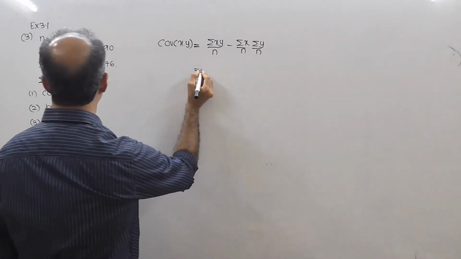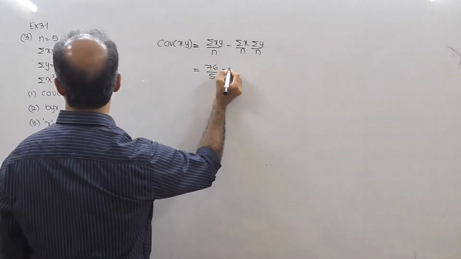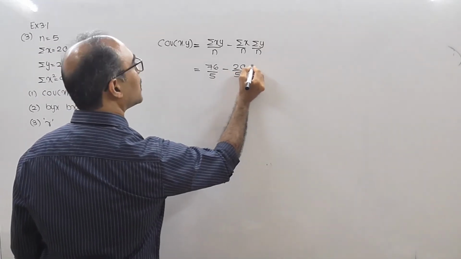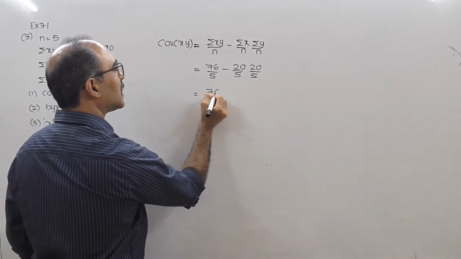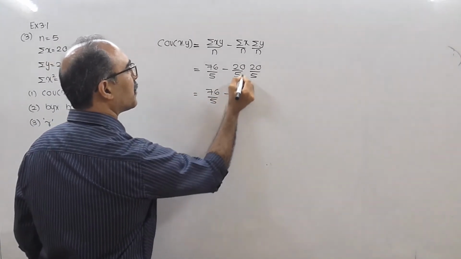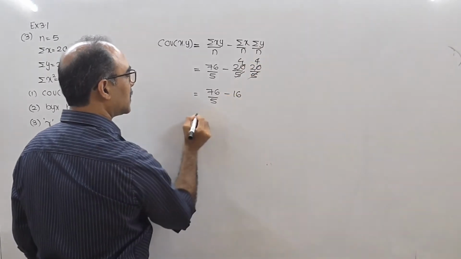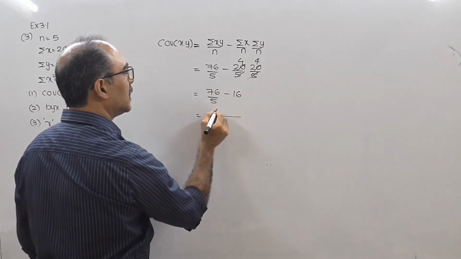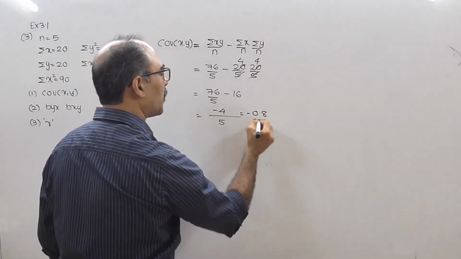So what is sigma xy? I think that is 76 upon 5, sigma x is 20 upon 5, and sigma y is also 20 upon 5. So I get this as 76 upon 5. I think this should go 4 times, this should go 4 times, minus 16. So you take 5 as the LCM, you get 76 minus 80, you get minus 4 by 5. I think the answer is minus 0.8.